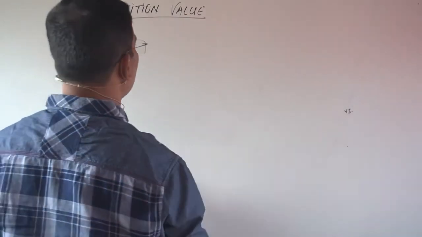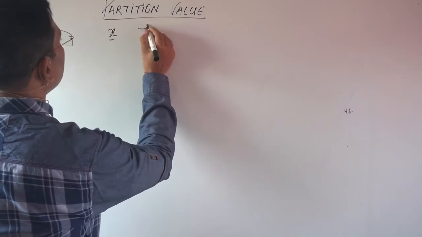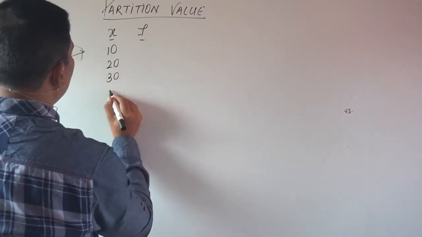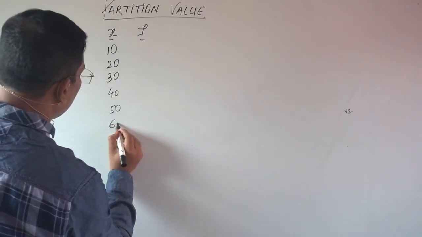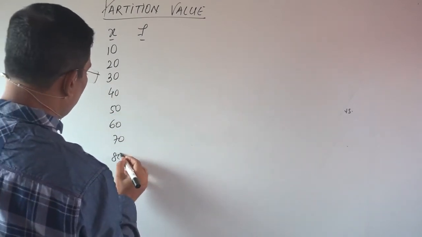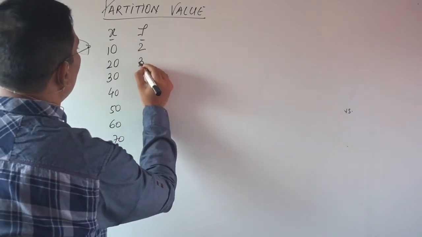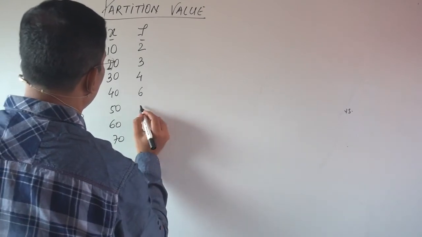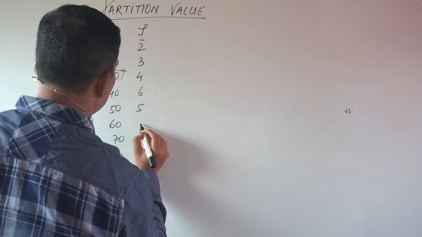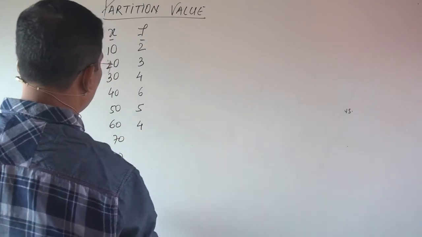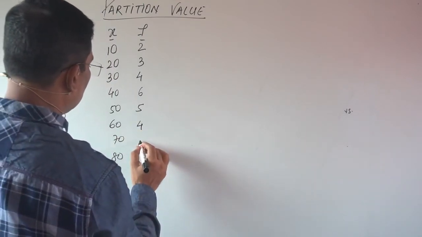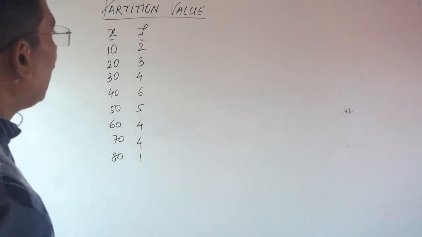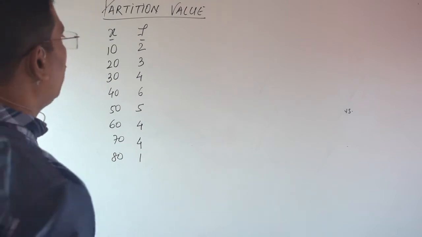In a discrete series, the question is in this form, with x and f. X means marks: 10, 20, 30, 40, 50, 60, 70 and 80, and the frequencies are 2, 3, 4, and so on. Now calculate the lower quartile and then the upper quartile.